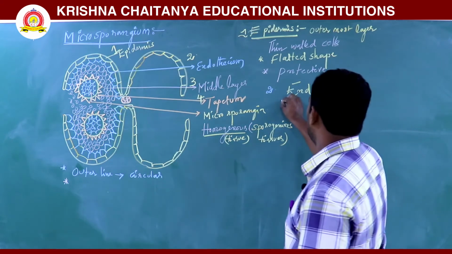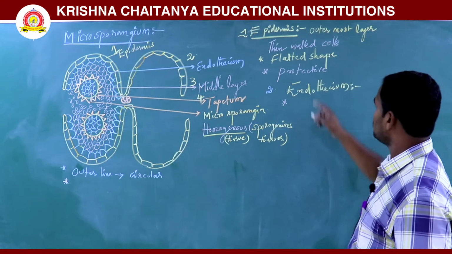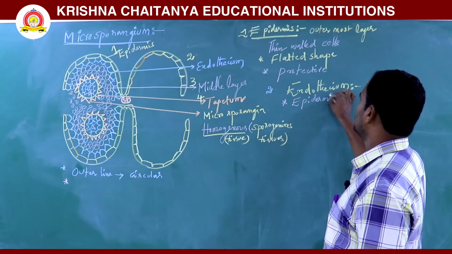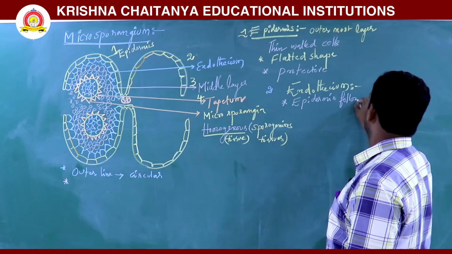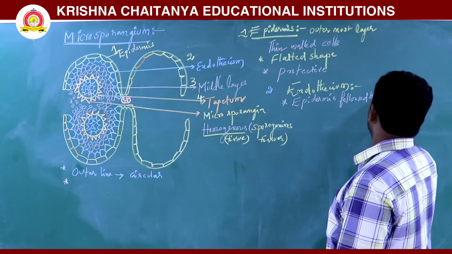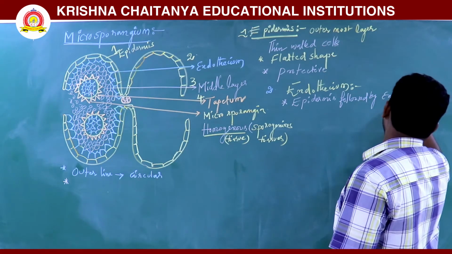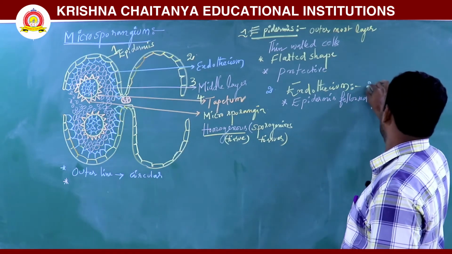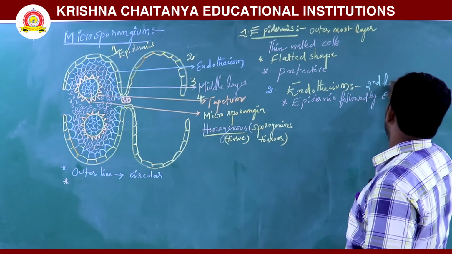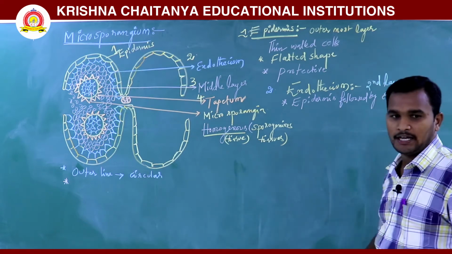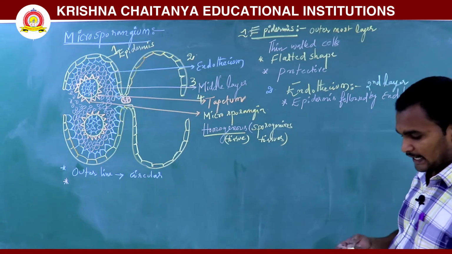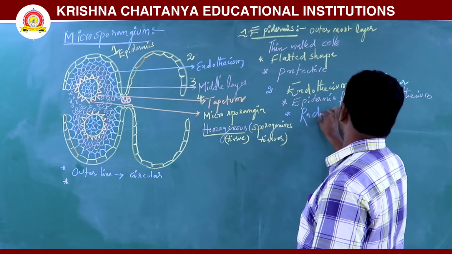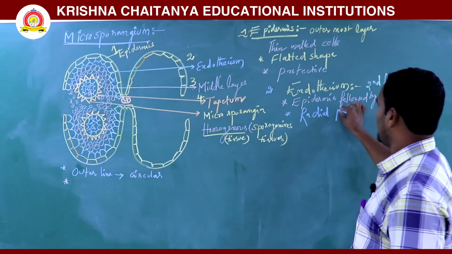The epidermis is followed by the endothecium. It is the second layer. Here the cells are radially arranged.